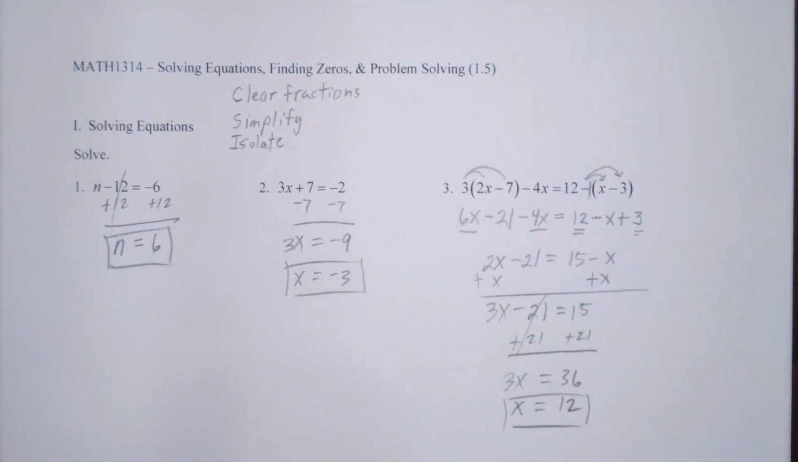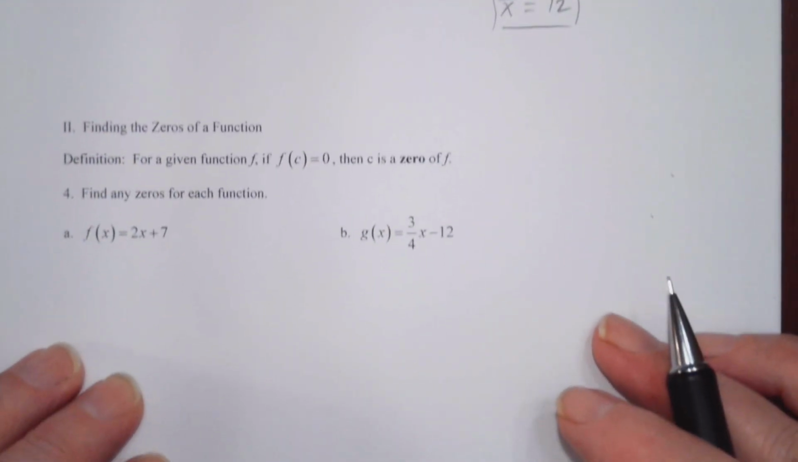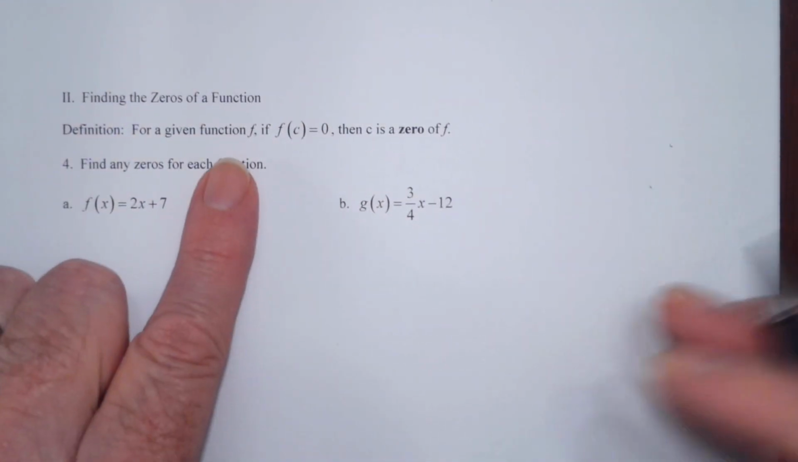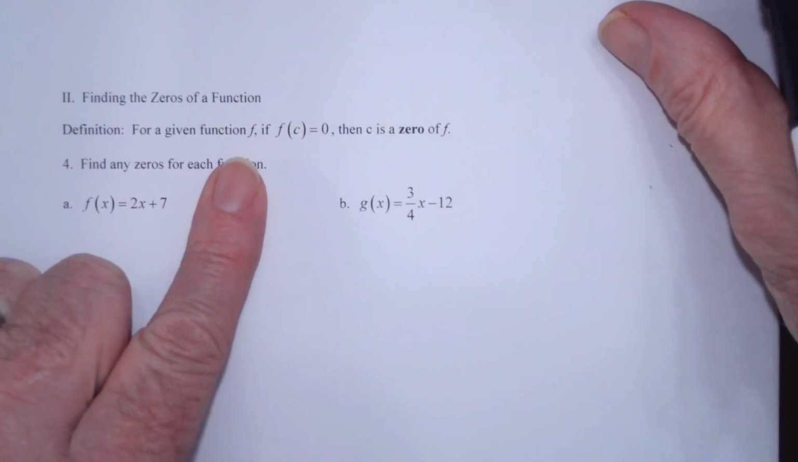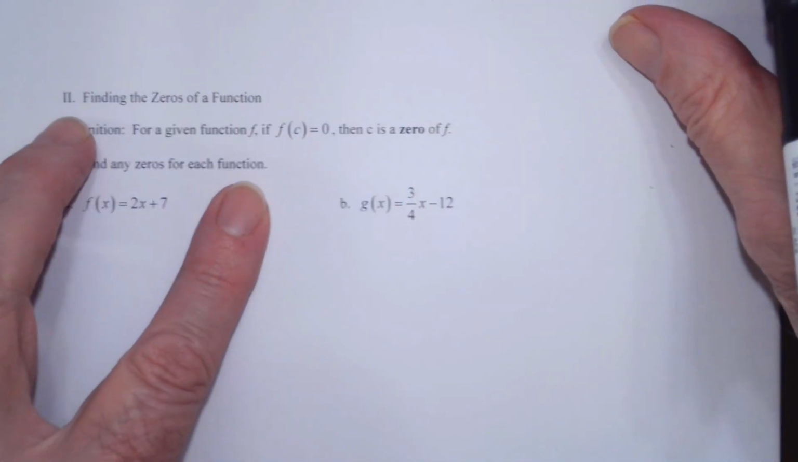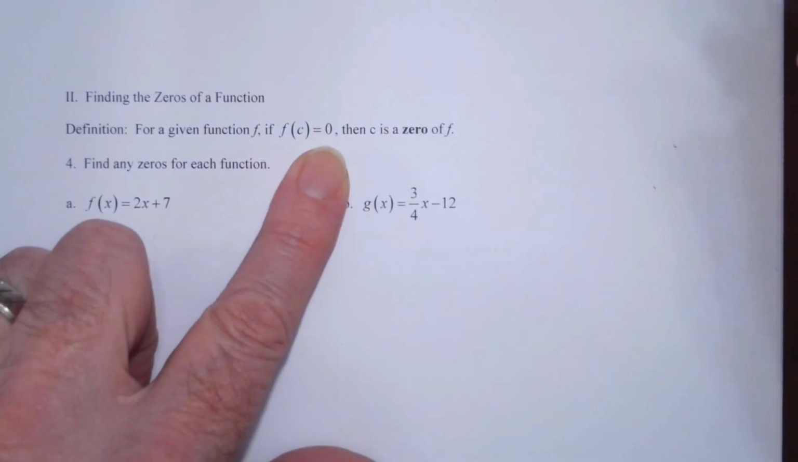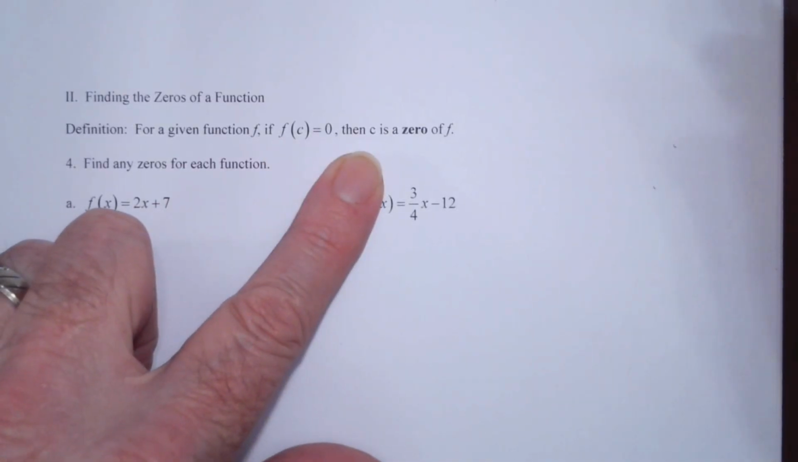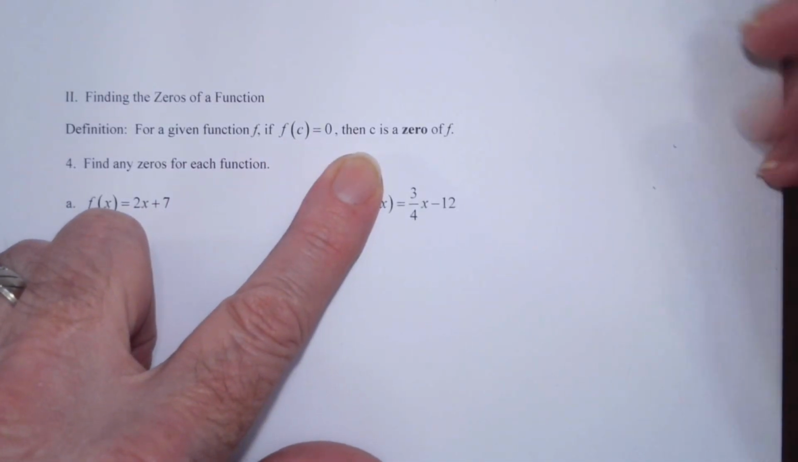All right. So that's just a quick review of solving equations. Let's move on to finding zeros. Notice our definition here for a given function f. If f of c equals 0, then c is a 0 of f.